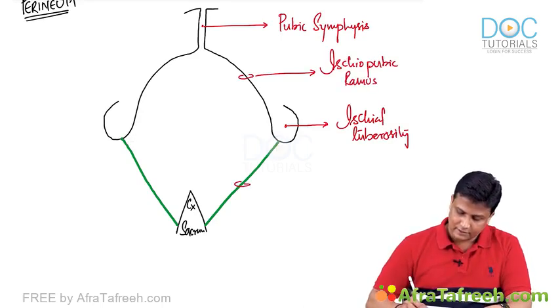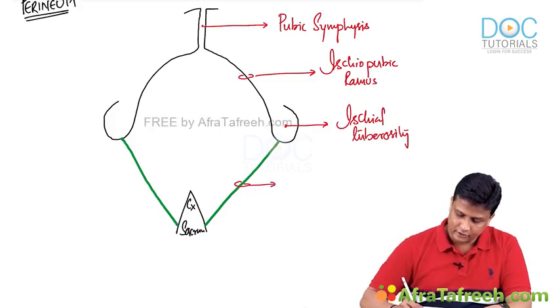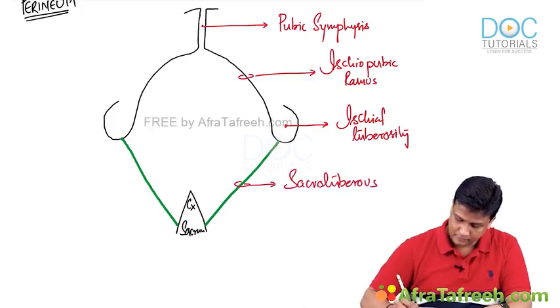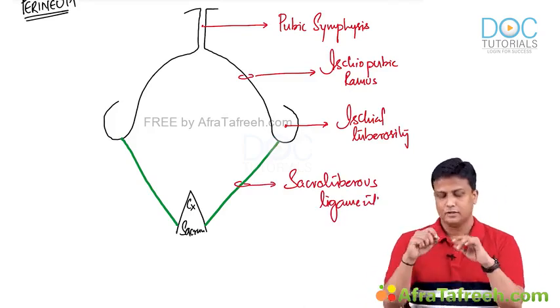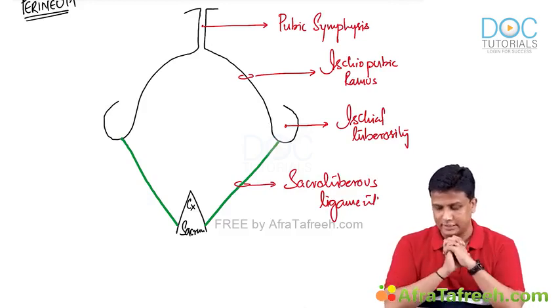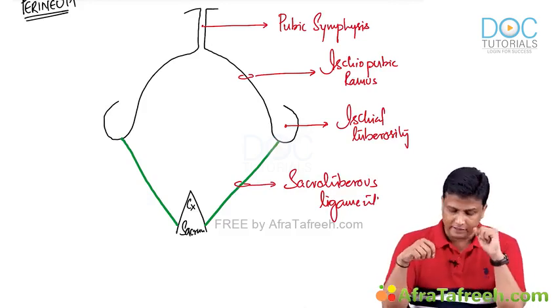And the name of this ligament between the sacrum and ischial tuberosity will be the sacrotuberous ligament. So pubic symphysis, ischiopubic ramus, ischial tuberosity and sacrotuberous ligament. These are all the boundaries of perineum region, guys.